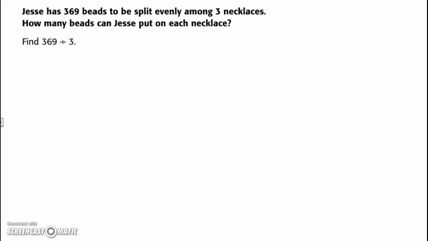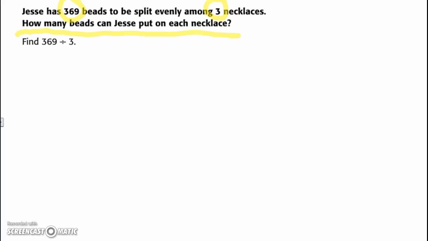So our first problem says Jessie has 369 beads to be split evenly among 3 necklaces. So how many beads can Jessie put on each necklace? Well, as always, we need to know what we're trying to find before we start any word problem. And here is our question. How many beads can Jessie put on each necklace? Well, how many beads does Jessie have? She has 369, and she's trying to make 3 necklaces. So hopefully we will be able to answer that question when we are done. So ultimately we are trying to find 369 divided by 3.